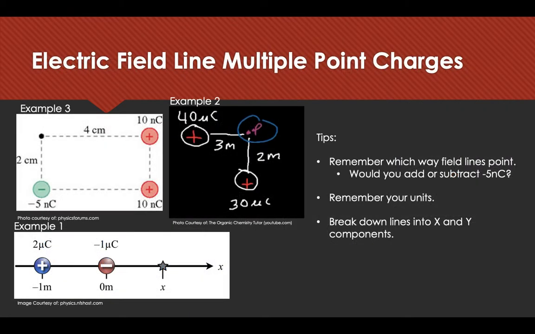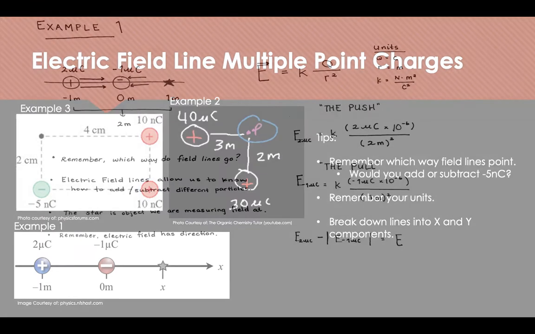Understanding these electric fields and electric field lines will help us to solve some mathematical problems that I'd like to go over. We've got 3 examples we're going to go over real quick. And just a few tips. Remember your units. The charge needs to be in coulombs, and the radius needs to be in meters. A lot of times it's given to you in centimeters, and then the charge in microcoulombs, nanocoulombs, whatever it may be. Let's go to the first example.